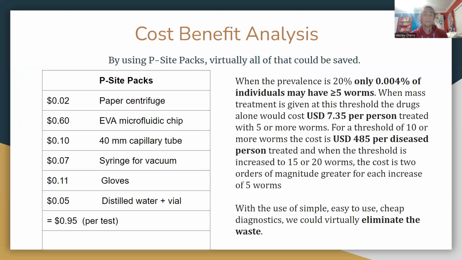they need it most. As a cost-benefit analysis, currently the World Health Organization presumptively treats people who have a 20% or higher risk factor, which means 80% of people being treated do not have the disease, and this can cost up to $485 per diseased person treated. By using our diagnostic, we can essentially eliminate that cost because our diagnostic only costs $1 per person.